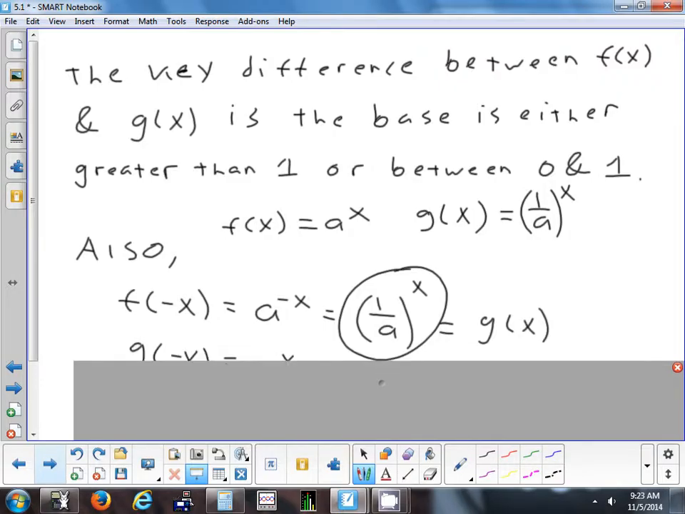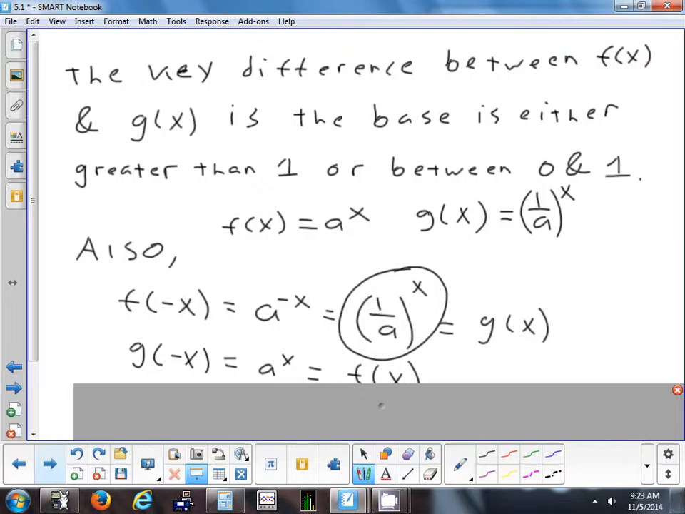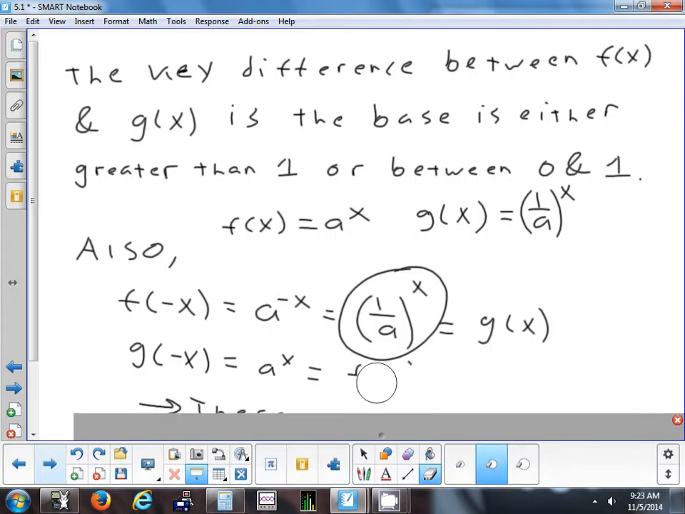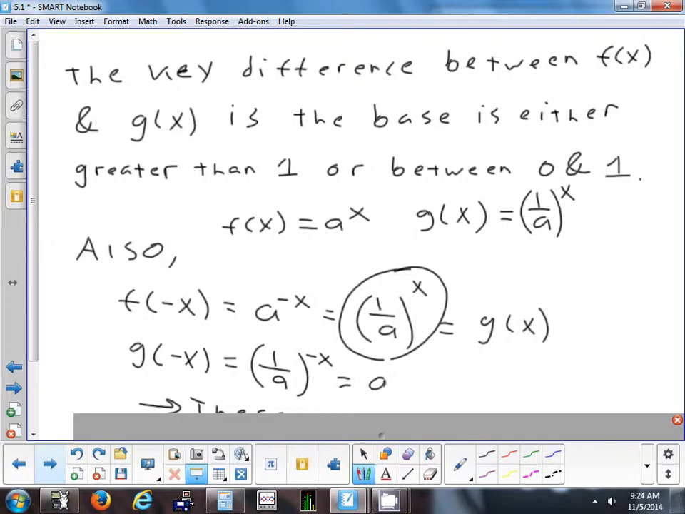Now let's do the same thing. Take g of x and replace all the x's with negatives. So instead of 1 over a to the x, I kind of skipped a step, but let me show it to you. Okay, in g of x, you're replacing all your x's with negatives. And that negative is going to cause the base to flip again. Take your base and flip it. And by flipping it, you can change your exponent to a positive. But what is a to the x? What function is that? That's f of x.